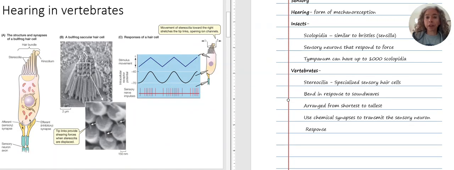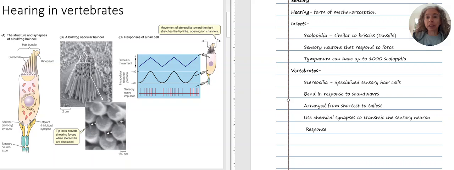The ears of vertebrates also contain specialized sensory hairs, and these cells are going to transmit sensory information to the adjacent neurons through a chemical synapse. These hairs are called stereocilia, and they function like the bristles do on the insect touch sensory system. These stereocilia that you can see down here are going to bend in response to sound waves, and the bending changes the membrane potential, releasing neurotransmitters.